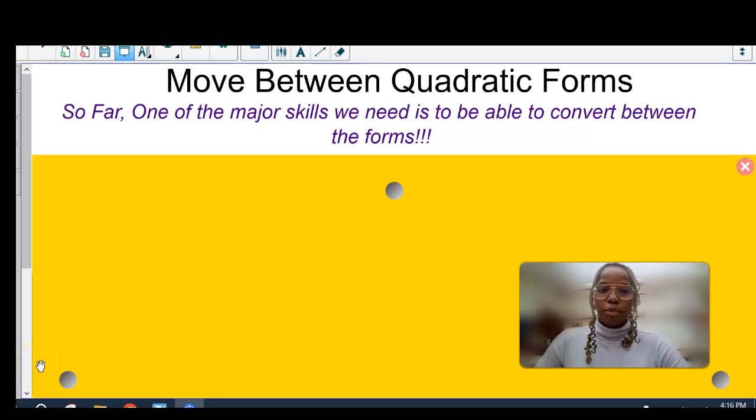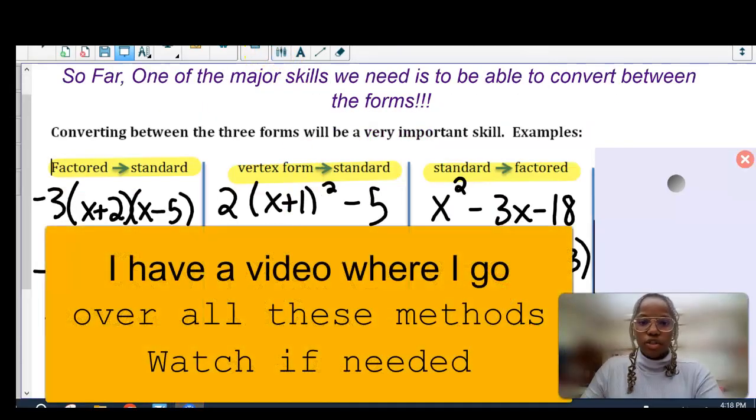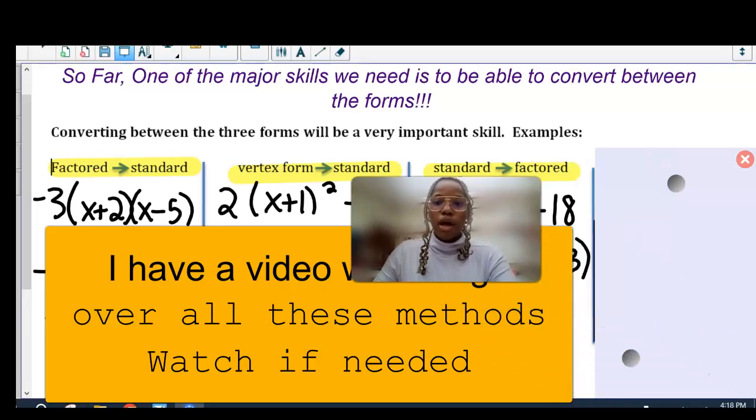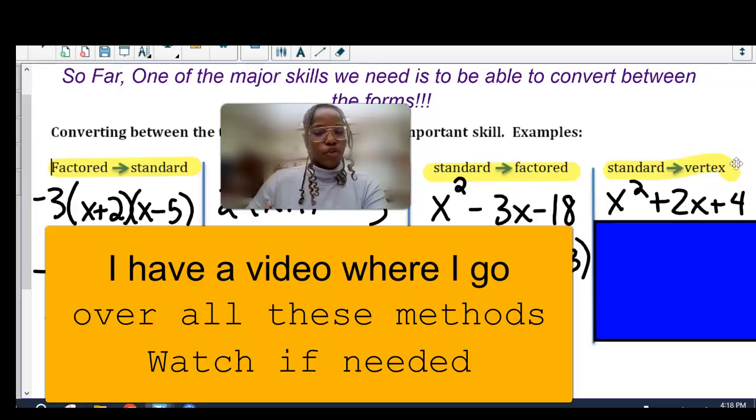Now, in this video, I'm going to go over how to complete the square. And these are all the skills that we have done so far. Nothing new. The only thing that we have not done so far is going from standard form to vertex form. And this is what we're going to be focusing on today.